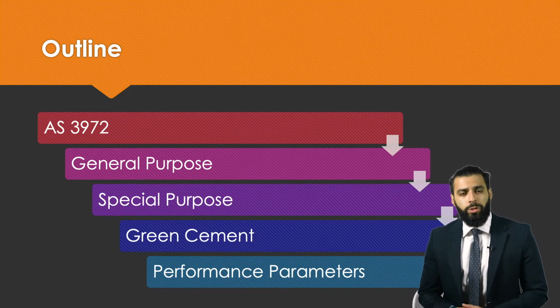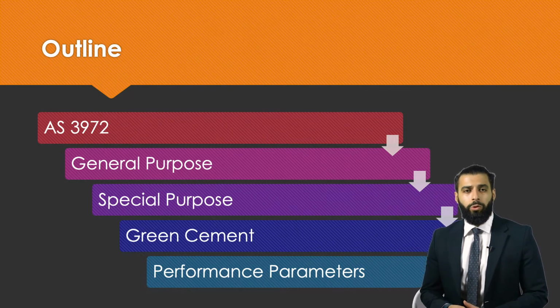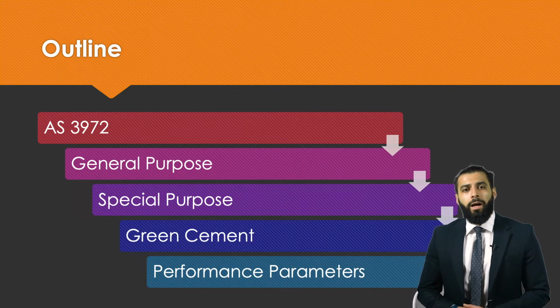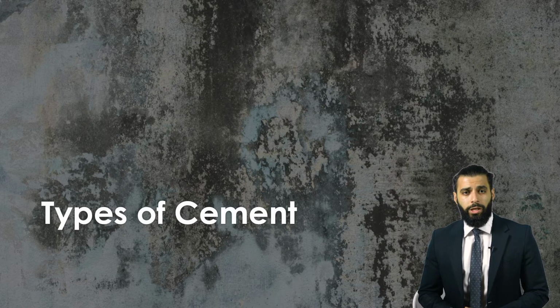We have the general purpose cement that we'll be talking about, and that's the most common type, and we have some special purpose cements, and then finally we'll be talking about green cement and the performance parameters that are associated with all of these cement types. So let's start by looking at the types of cement.